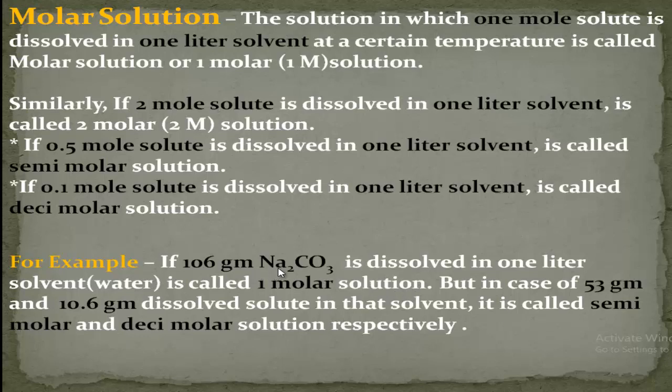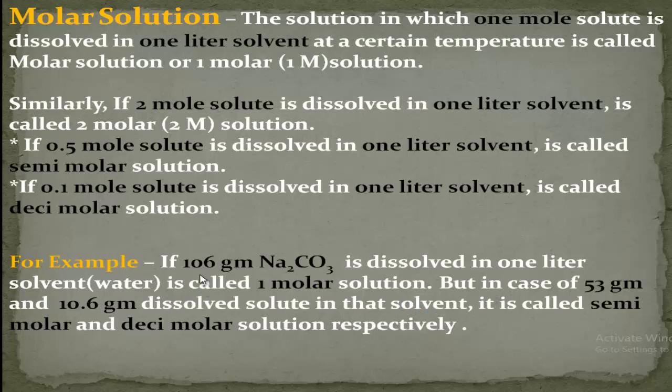Why? Because the molecular mass of sodium carbonate is 106, and we know that if it is expressed in gram, then it will equal 1 mole. So 1 mole sodium carbonate means 106 gram sodium carbonate. So if 106 gram sodium carbonate is dissolved in 1 liter solvent, then it is called 1 molar solution.